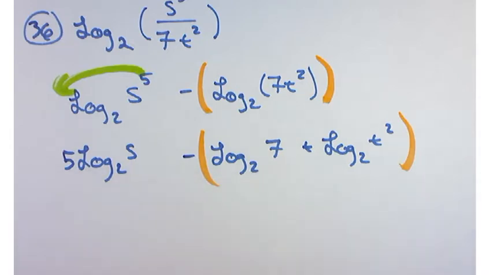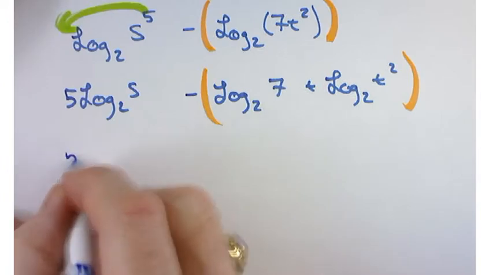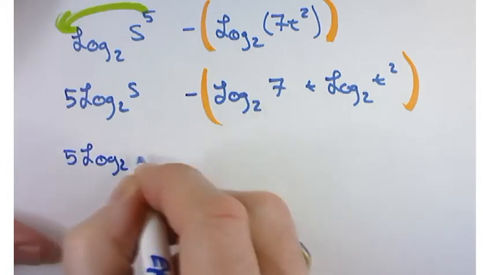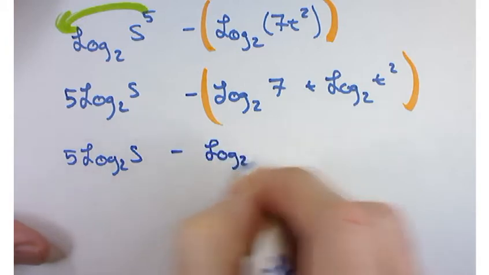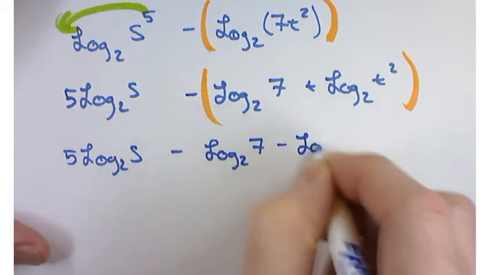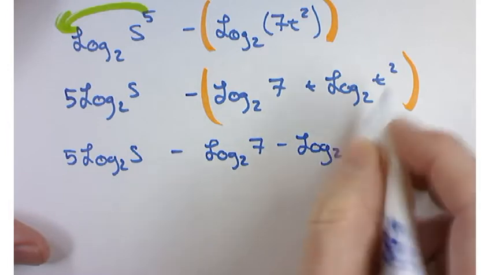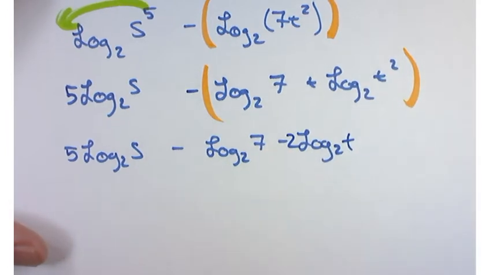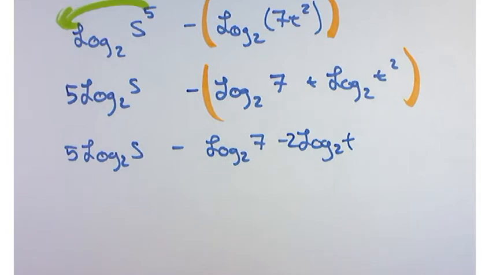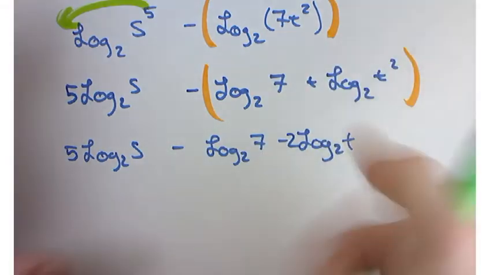This is fine, written with parentheses like this, or log base 2 of s minus log base 2 of 7 minus log base 2 of t squared. Actually, I should probably take that 2 out in front, right? So 2 log base 2 of t. That would be a good final answer. I'd accept it in parentheses as well. Just bring the 2 out in front from the exponent.